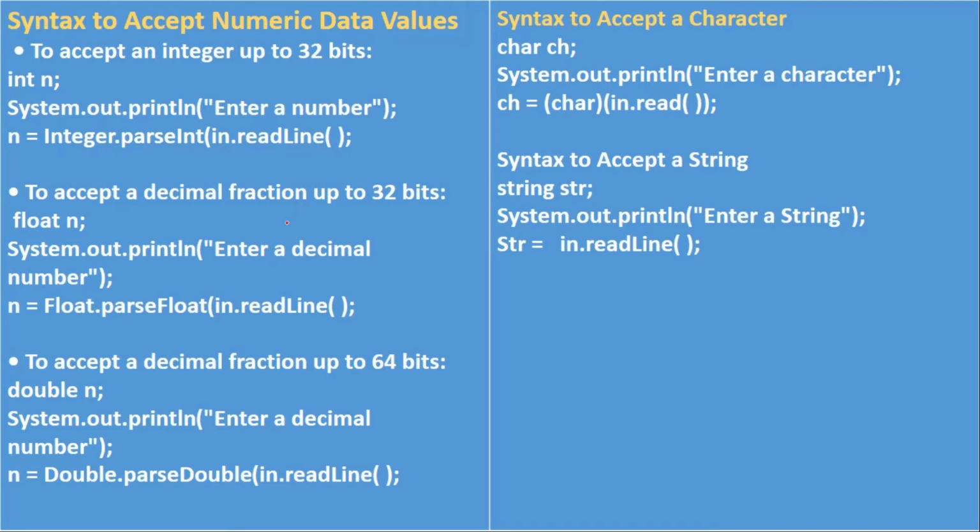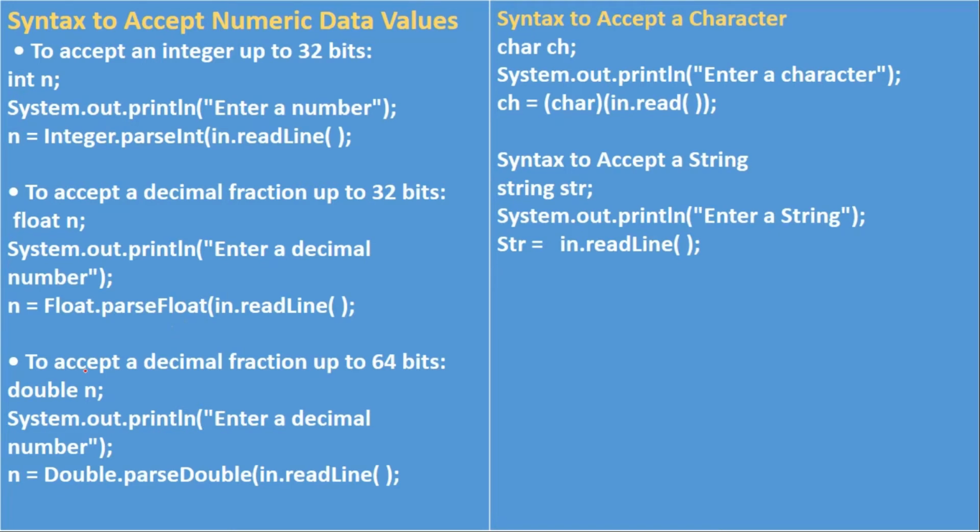Now if you want to accept a decimal fraction of up to 32 bits, then you have to write float n, "enter a decimal number", then Float.parseFloat(in.readLine()). Now what is the use of these statements? Later, in the next video, I will show you by writing a program.